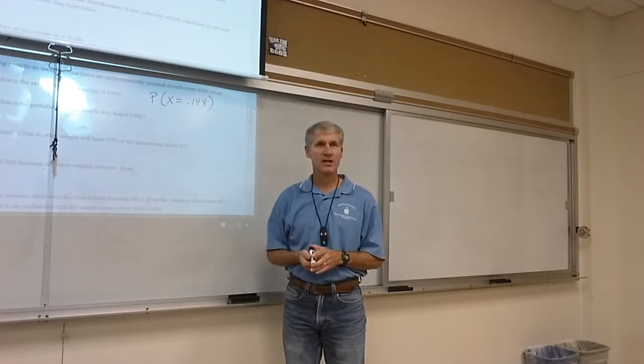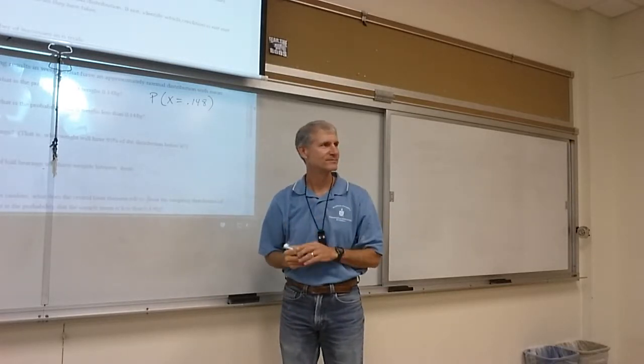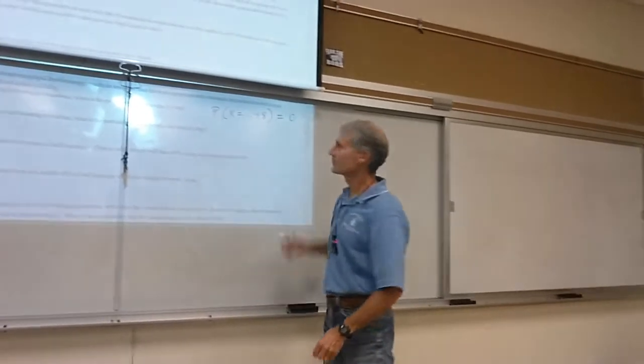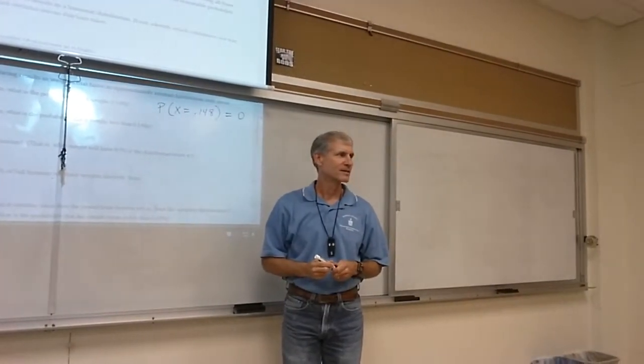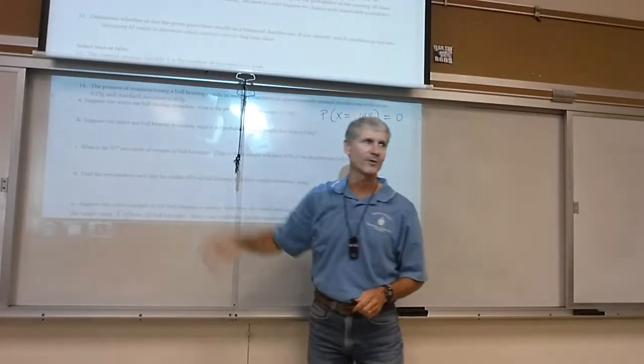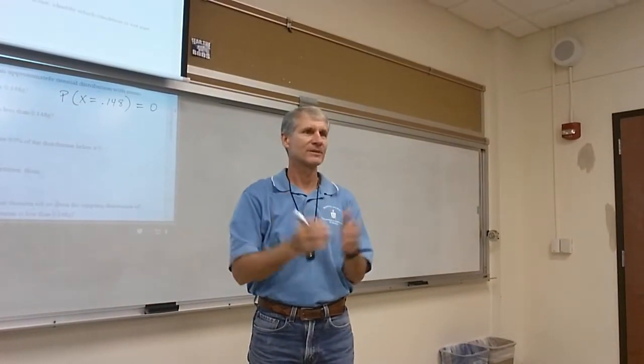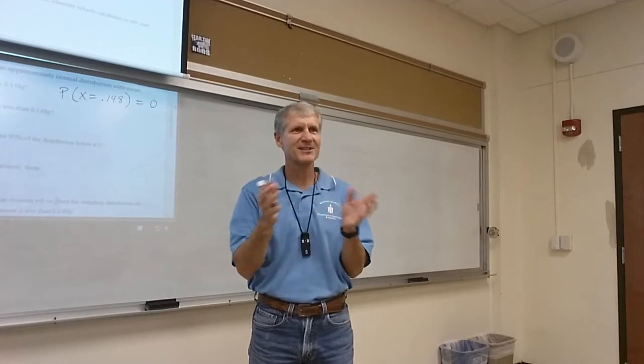Which function do you use on your calculator for that? Trick question. You don't use your calculator for that one. You should know the answer. 0. Why is it 0? Because x is a continuous random variable. What's the probability that a continuous random variable takes on any specific value? 0. Remember that's an oddity of continuous variables.